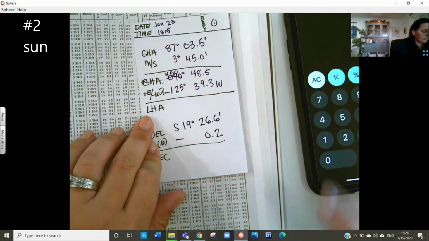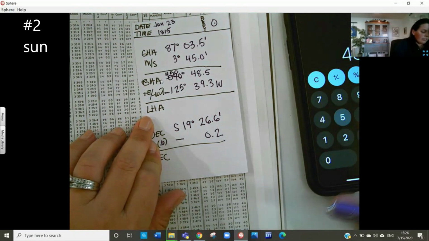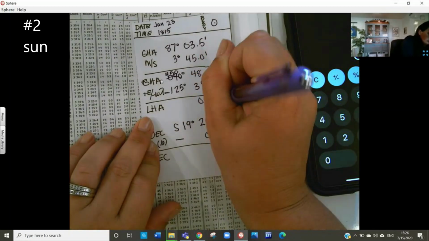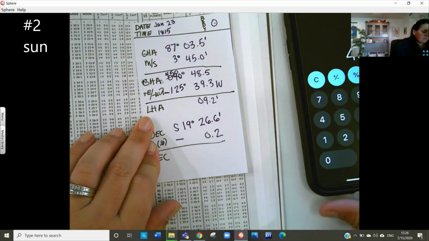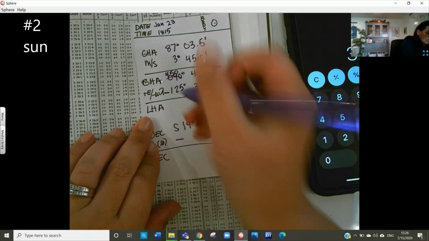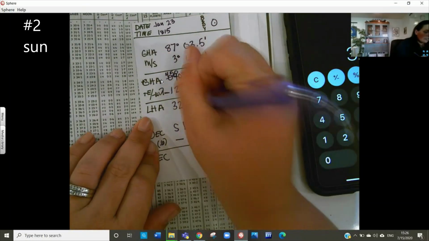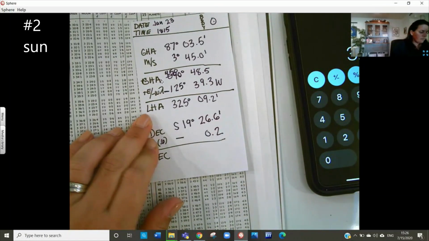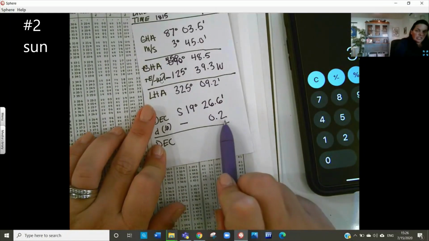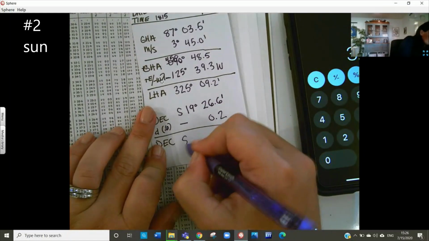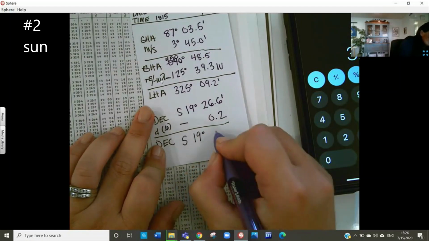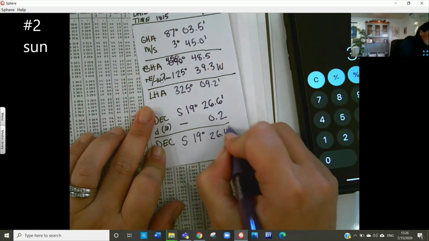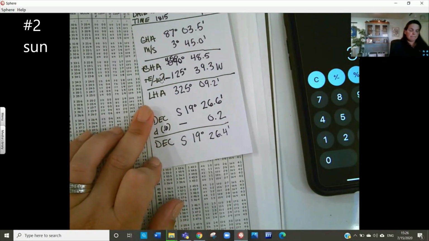Okay, so now we can do our subtraction. 48.5 minus 39.3 equals 09.2, and 450 minus 125 gives us 325. So we have an LHA of 325 degrees 09.2 minutes. And for declination, our correction is 0.2. So we have a south declination, 19 degrees, 26.4 minutes as our declination. And that's it for number 2.